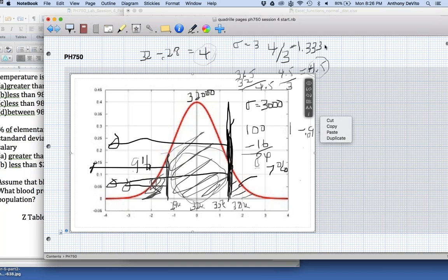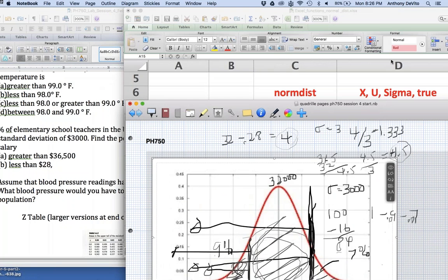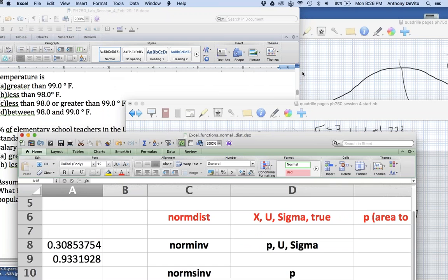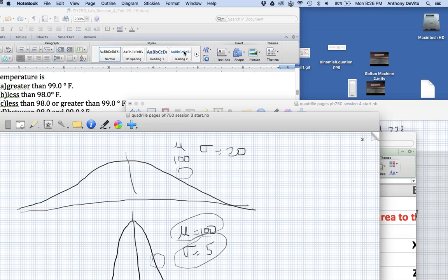I'm going to pull up a table that we have in the back of our textbooks, right? And that table looks something like this.